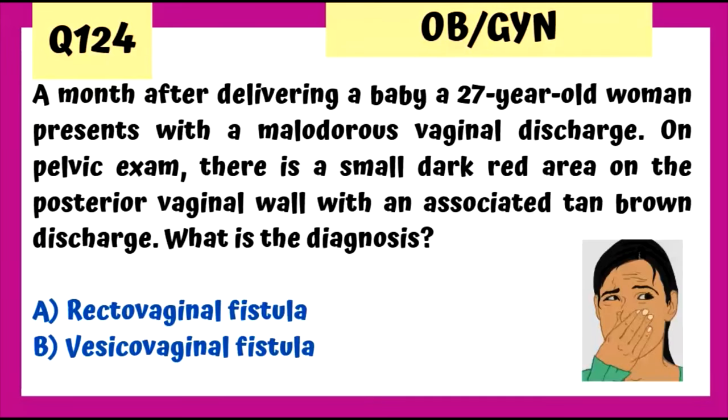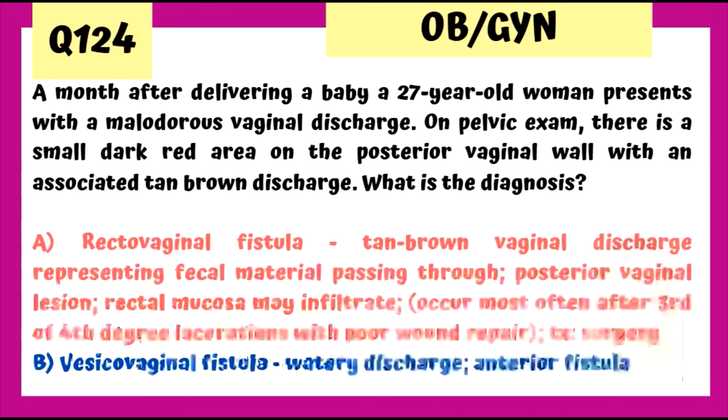Question 124. A month after delivering a baby, a 27-year-old woman presents with malodorous vaginal discharge. On exam, there's a small dark red area on the posterior vaginal wall with an associated tan-brown discharge. I'm not sure why this is so high yield, but it comes up so much. What's the diagnosis? This is a rectovaginal fistula, where we see a connection between the vagina and the rectum. It often occurs after a third or fourth degree laceration with poor wound repair, and treatment is with surgery.